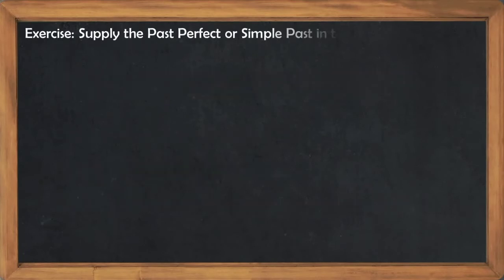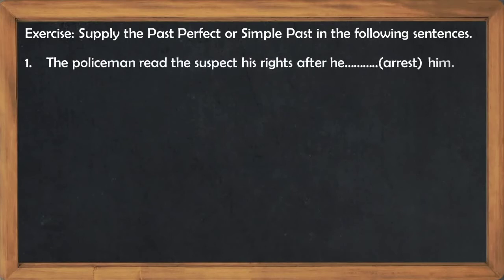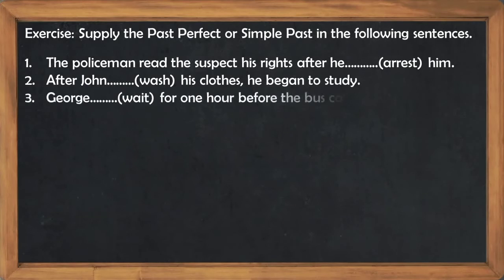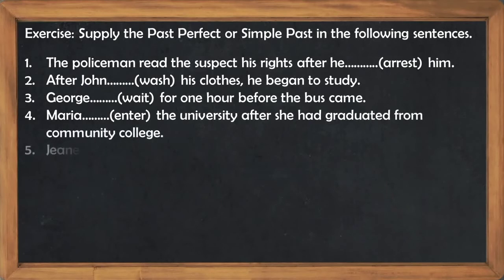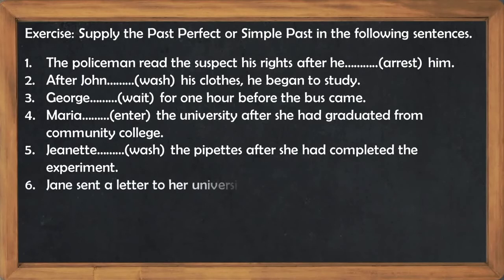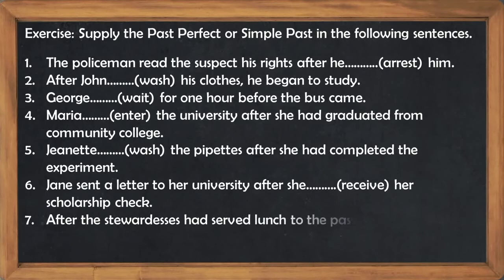Exercise. Supply the past perfect or simple past in the following sentences. 1. The policeman read the suspect his rights after he arrested him. 2. After John washed his clothes, he began to study. 3. George wait for 1 hour before the bus came. 4. Maria enter the university after she had graduated from community college. 5. Jeanette wash the pipettes after she had completed the experiment.